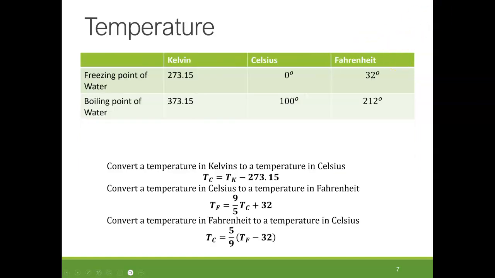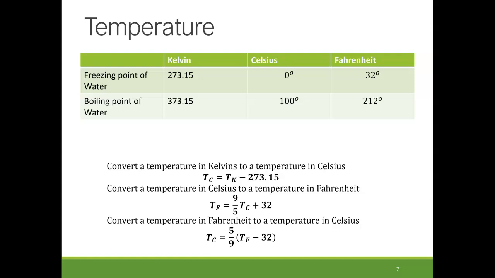So temperature in particular, we often have three different scales in which we measure temperature: Fahrenheit, Celsius, and Kelvin. Often it's going to be necessary to convert between these different temperatures. So we have three formulas here to do that conversion.